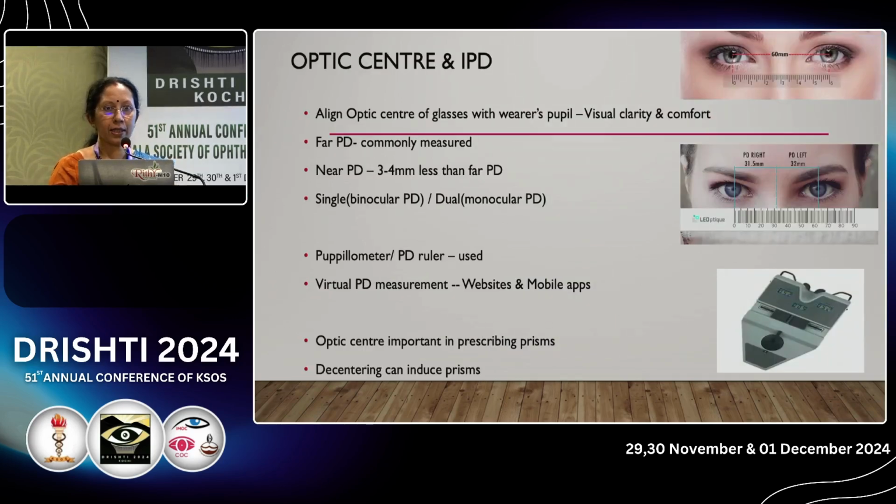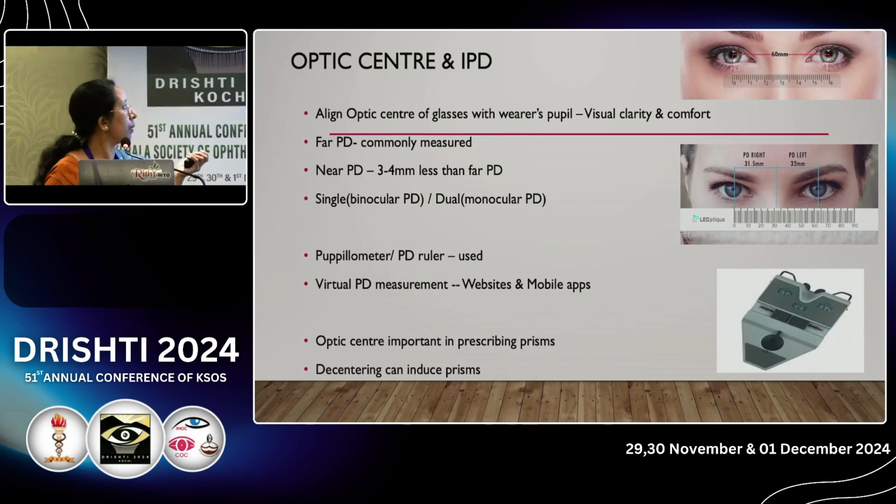It is always necessary that the optic center of the glasses should be in the pupillary axis of the patient for comfort and visual clarity, and there comes the importance of measuring the pupillary distance. You also have a far PD and a near PD. Near PD is always 3 to 4 millimeters less than the far.